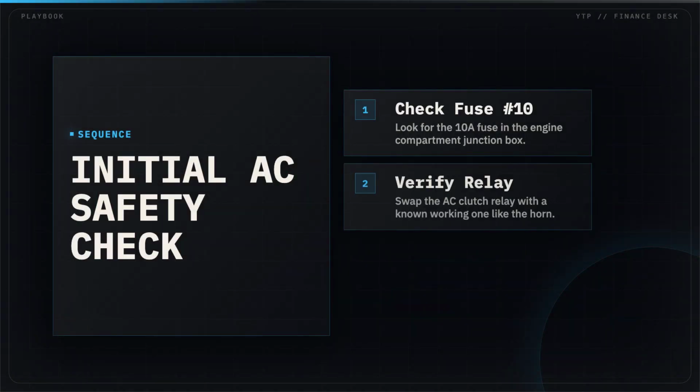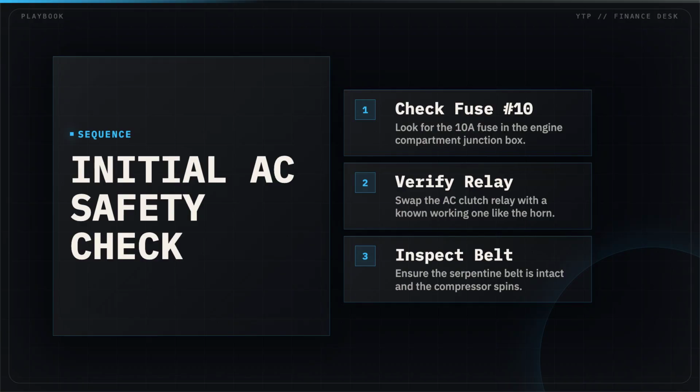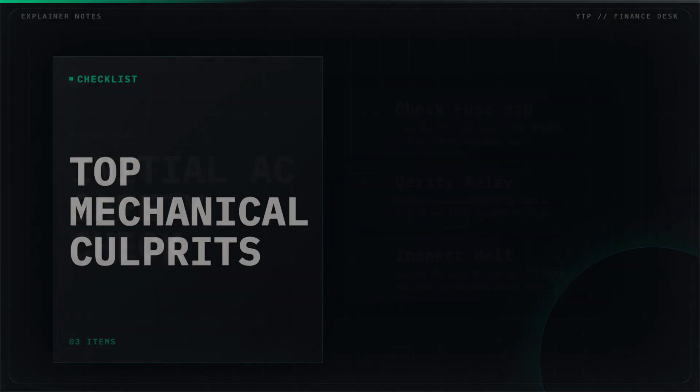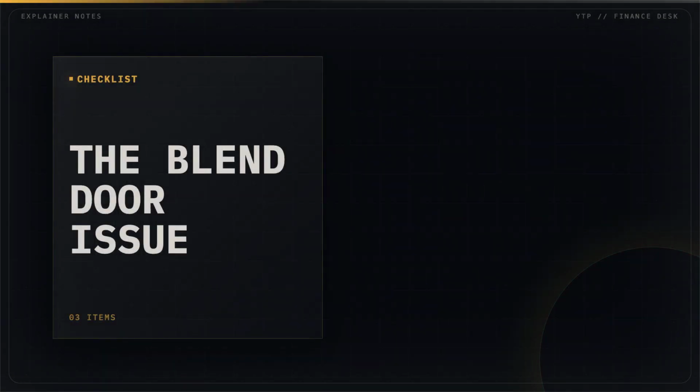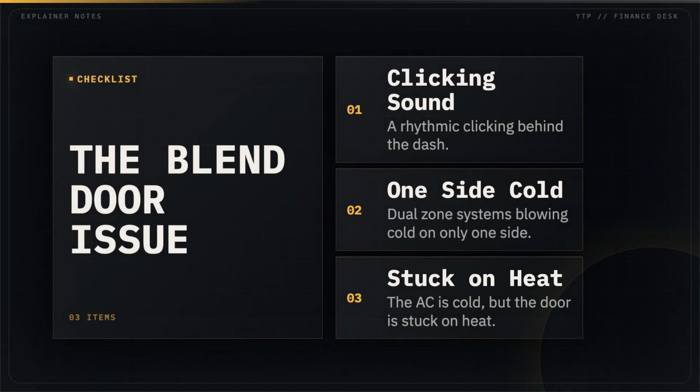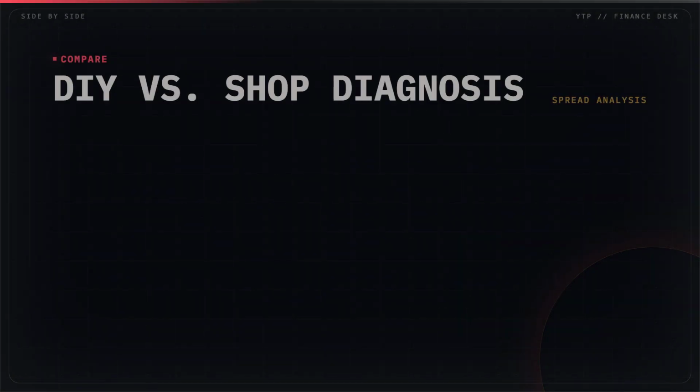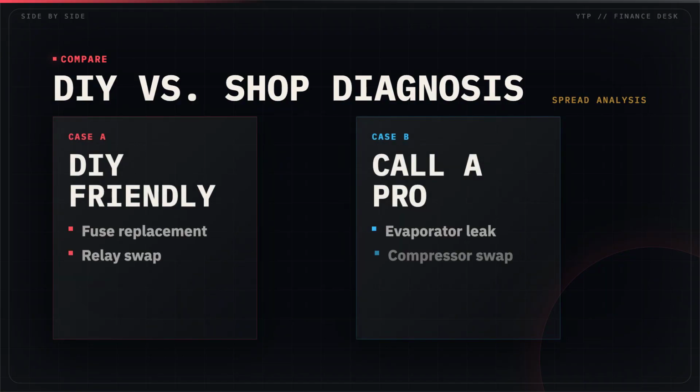Start with the fuse box under the hood to ensure the compressor is actually getting power. If the fuses are good, the most common mechanical issue is a leak at the evaporator core. If you hear a clicking sound behind the dashboard, your blend door actuator has likely failed. You can handle fuses and basic recharges yourself, but internal leaks require professional recovery tools.